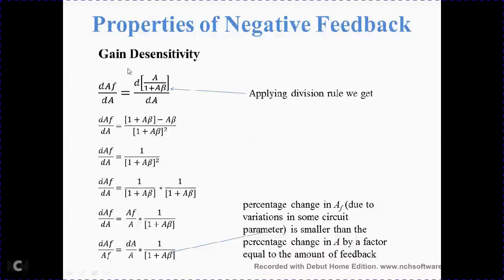This is what it is, gain desensitivity. Gain is not really sensitive to the changes in the parameters. That is what this derivation is actually saying.